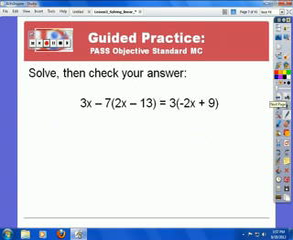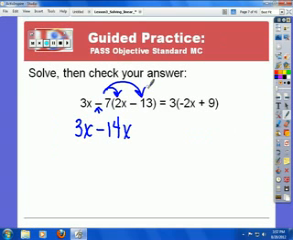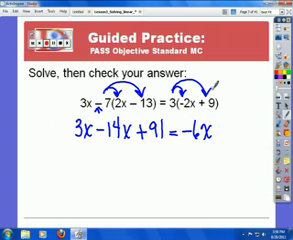This example involves using the distributive property first. You need to think of this minus 7 as really being a negative 7 that you're multiplying through the parentheses. So we're going to bring down the 3x. We're going to distribute negative 7 through the parentheses. So negative 7 times 2x is negative 14x. And negative 7 times negative 13 is going to be a positive 91. On the right side, 3 times negative 2x is negative 6x, and 3 times 9 is going to be 27.